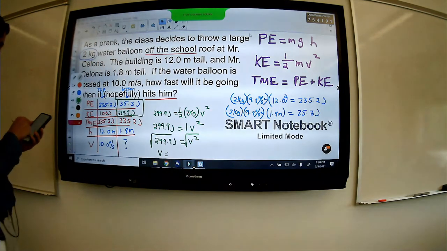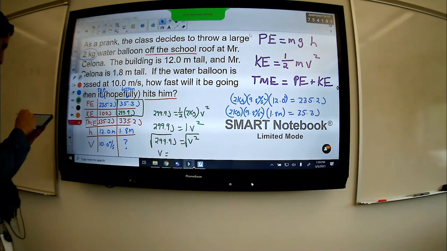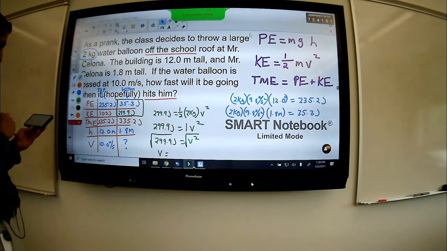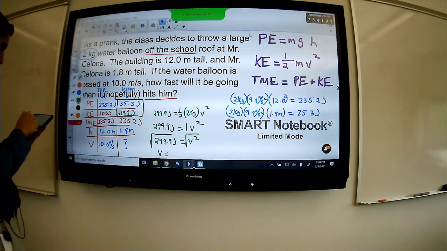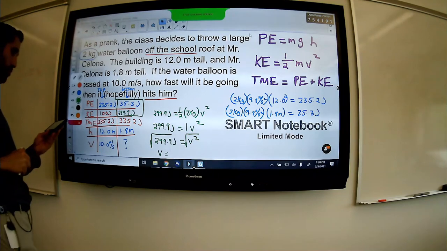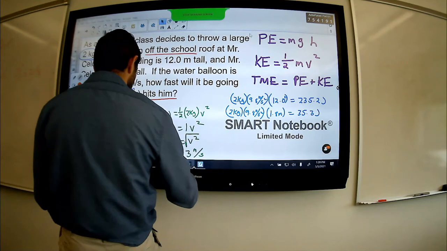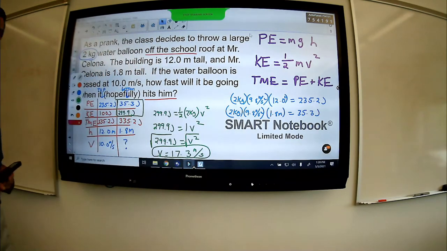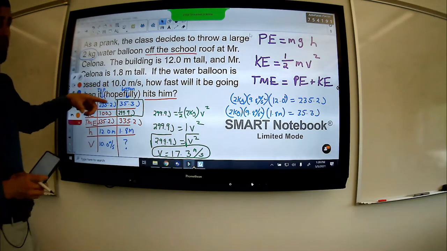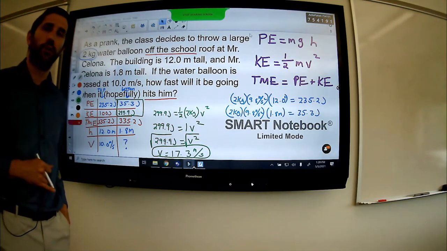I take the square root of 300. Let's see. Whoops. So let's do square root of 299.9. I get 17.3 meters per second. So that is the speed at which it will hit Mr. Celona. Notice it's faster than it was thrown, which makes sense. It's falling downwards. It's going to get faster as it goes because gravity is going to speed it up.